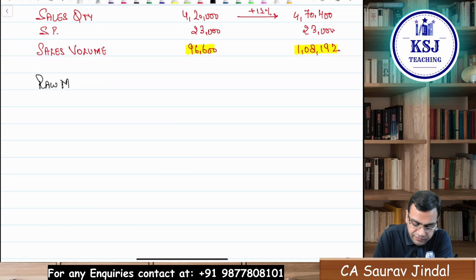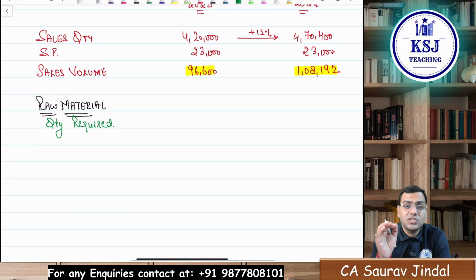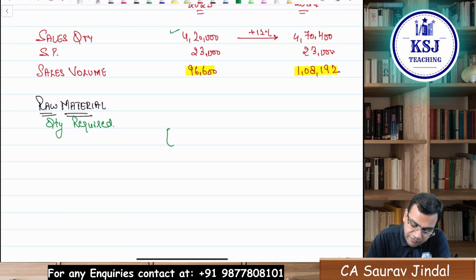Now what is the information regarding raw material? First we'll see how much quantity of the raw material will be required. So first I'll write here quantity required. What is the quantity required? That is 2.3 ton for every 1 ton of product A. Here the quantity is 4,20,000 multiplied by 2.3, and here it is 4,70,400 multiplied by 2.3.